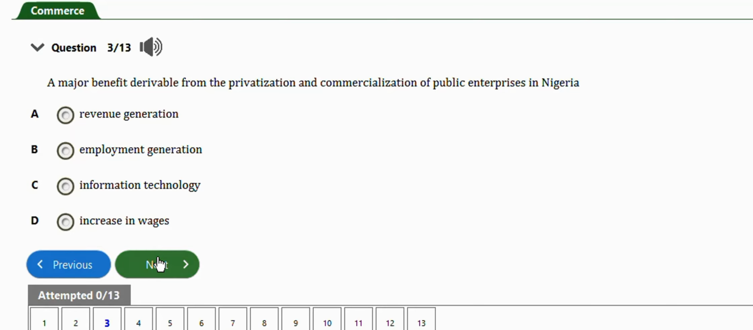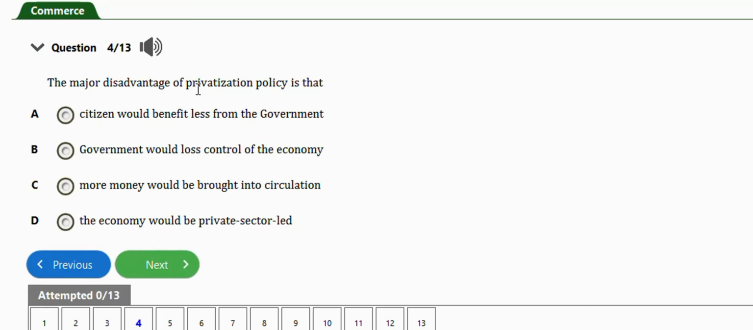Okay, next question. It says the major disadvantage of privatization policy is that: citizens would benefit less, the government will lose control of the economy, more money would be brought into circulation, the economy would be private sector led. The right answer is option B, that the government will lose control of the economy. So this is a disadvantage.